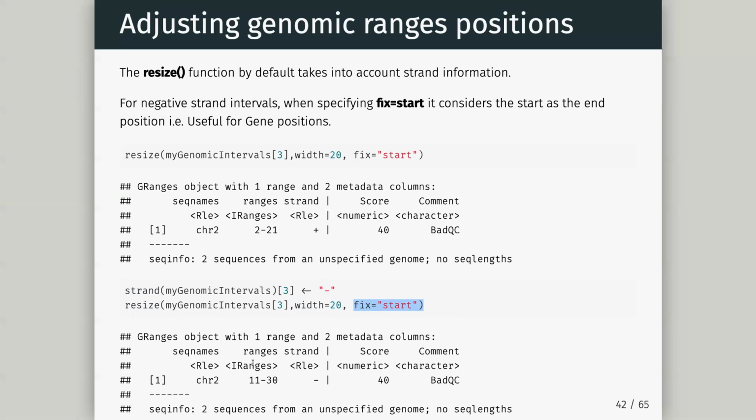This is because, typically, you want to resize around the start of genes, and genes on the negative strand start on the other side. But it's worth knowing this, because if you're not paying attention, you're going to resize slightly strangely.